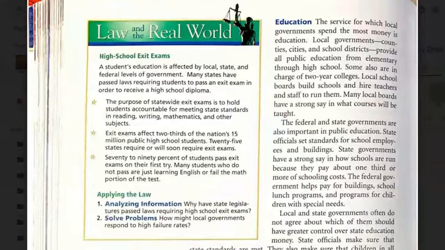The federal and state governments are also important in public education. State officials set standards for school employees and buildings. State governments have a strong say in how schools are run because they pay about 1/3 or more of schooling costs. The federal government helps pay for buildings, school lunch programs, and programs for children with special needs.